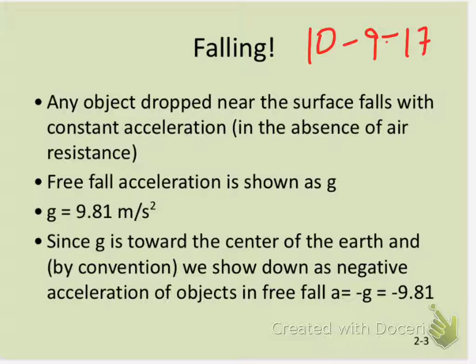So gravity is towards the center of the Earth. We show down as a negative. So we most often give acceleration of objects in free fall as a equals negative g, which is negative 9.81 meters per second squared.